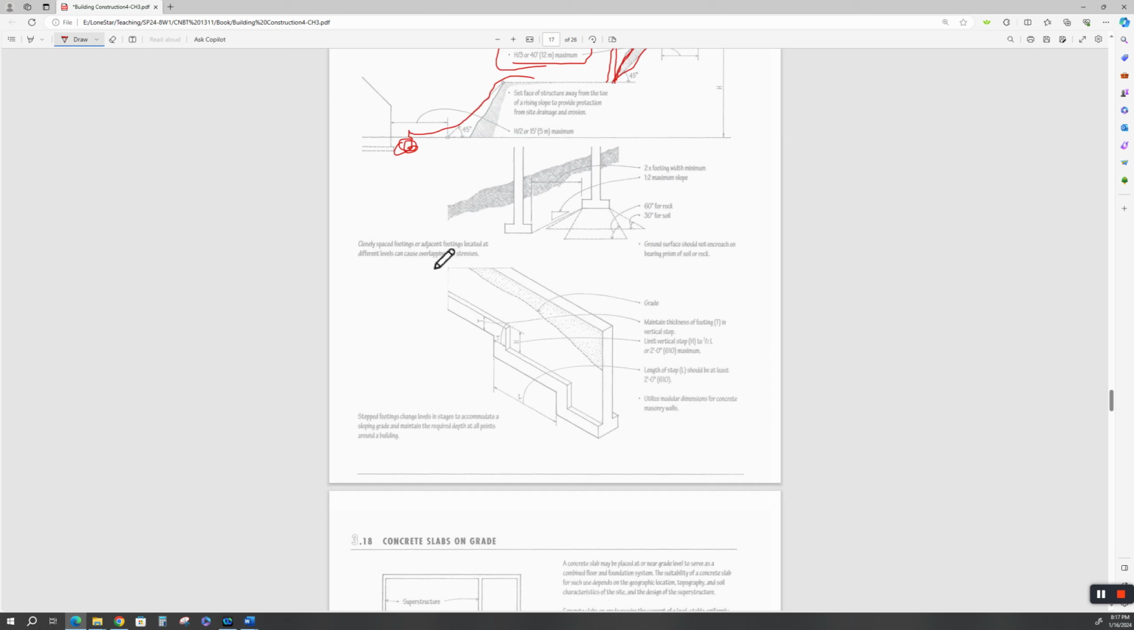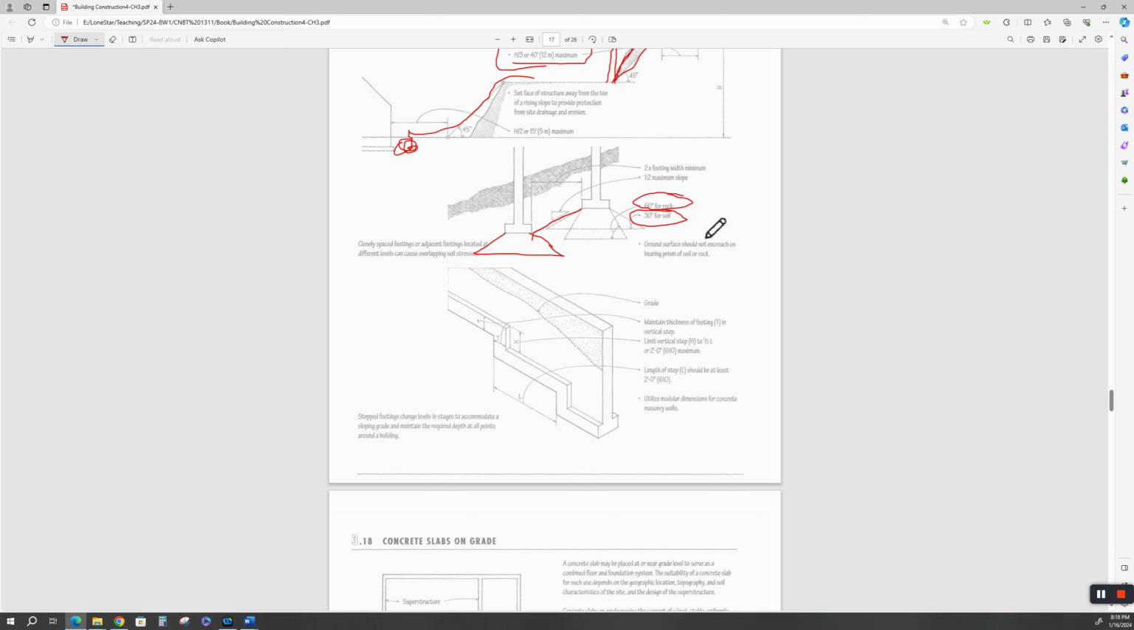Closely spaced footings or adjacent footings located at different levels can cause overlapping soil stresses. If this is a shallower footing, this footing is going to stress down through here, and it could impact the load capacity of this footing. Again, this goes back to your soils engineer and your structural engineer. And he gives you some rule of thumb: 60 degrees for rock, 30 degrees for soil. Somewhere in between there is the magic 45 degrees.